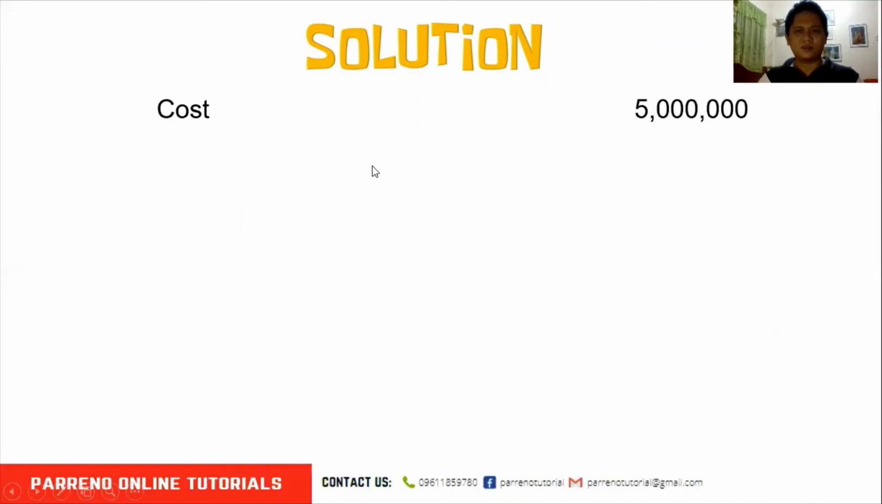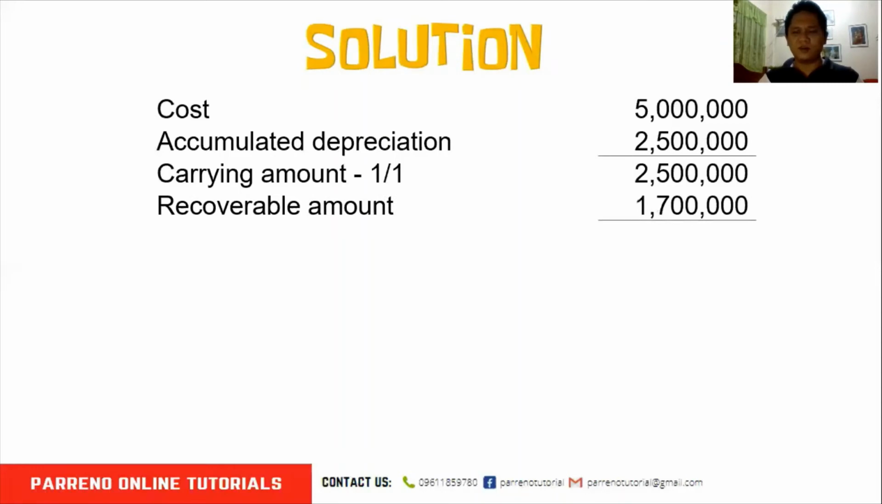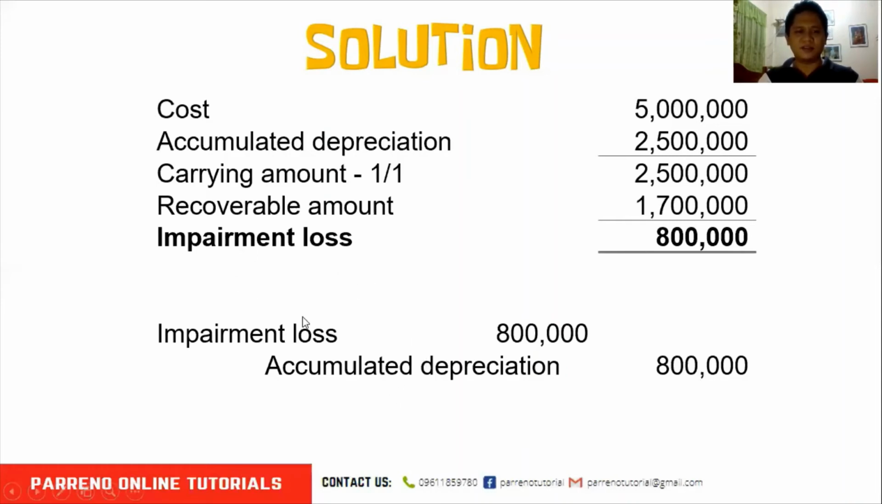So let's solve for the impairment loss. Cost of 5 million, accumulated depreciation 2.5, so we have 2.5 carrying amount versus the recoverable amount of 1.7. So our impairment loss is 800,000. Our journal entry is debit impairment loss and credit accumulated depreciation. Every time we recognize impairment loss, it is always credited to accumulated depreciation.